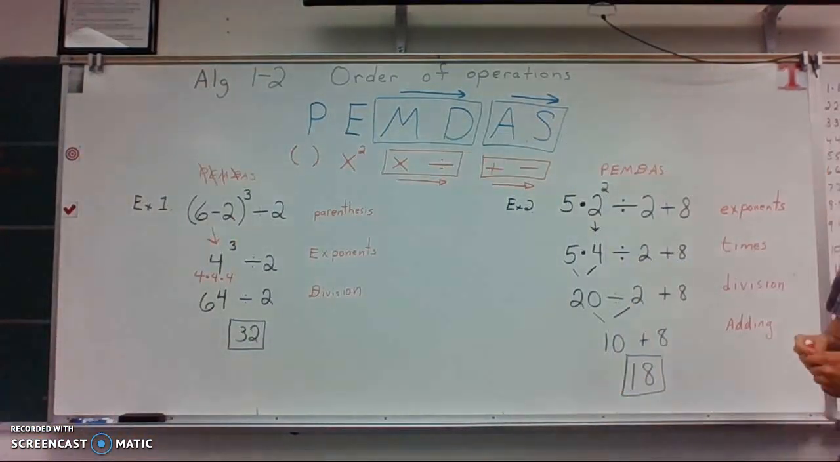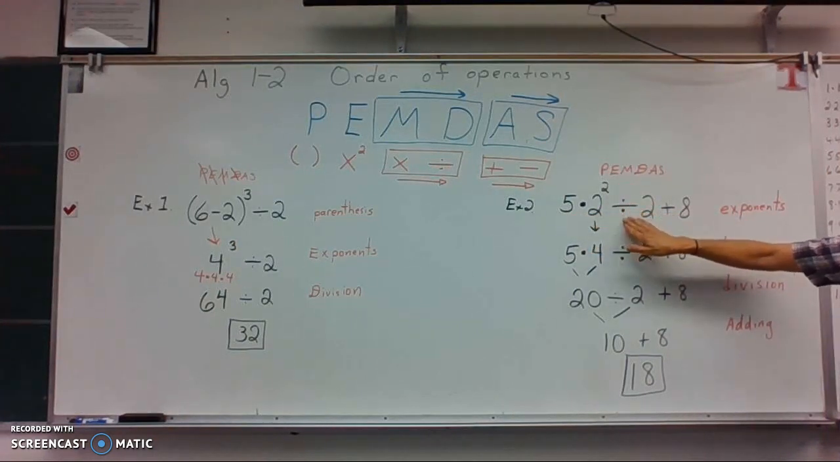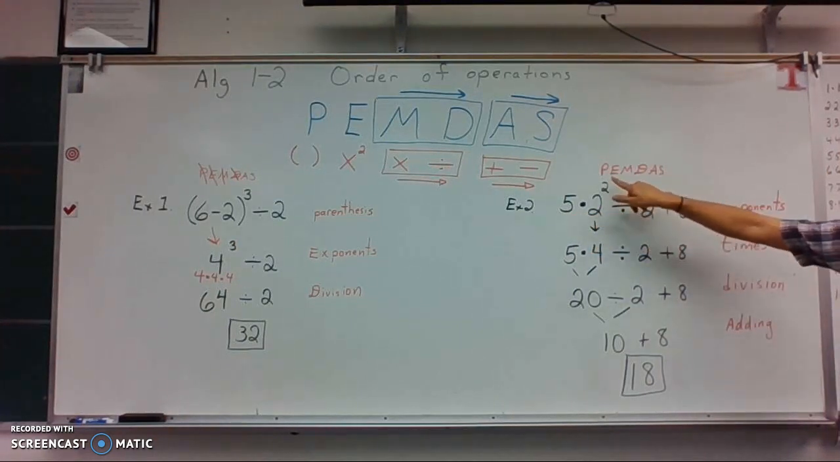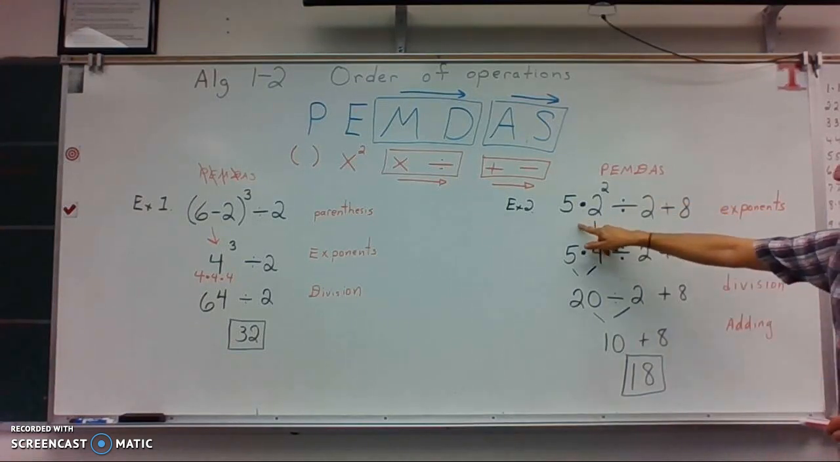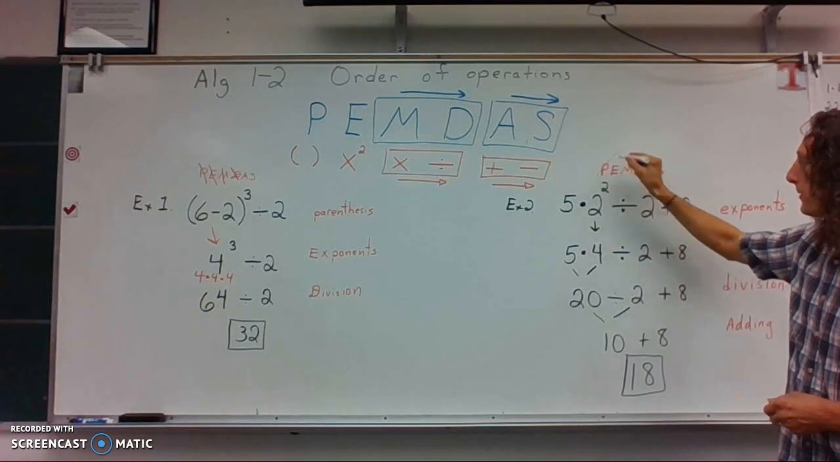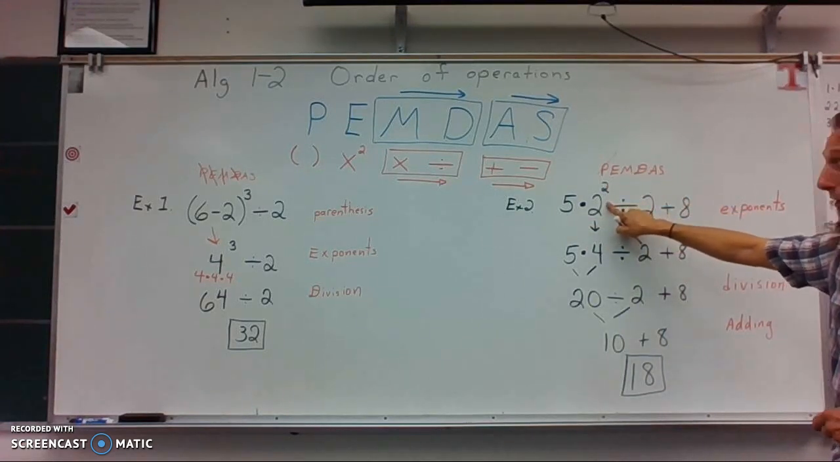So I come over here. I have 5 times 2 squared divided by 2 plus 8. Again, I write the word PEMDAS above it to help me keep track. So there's no parentheses, so I cross out the P. Do I have exponents? I do. I have a 2 squared.